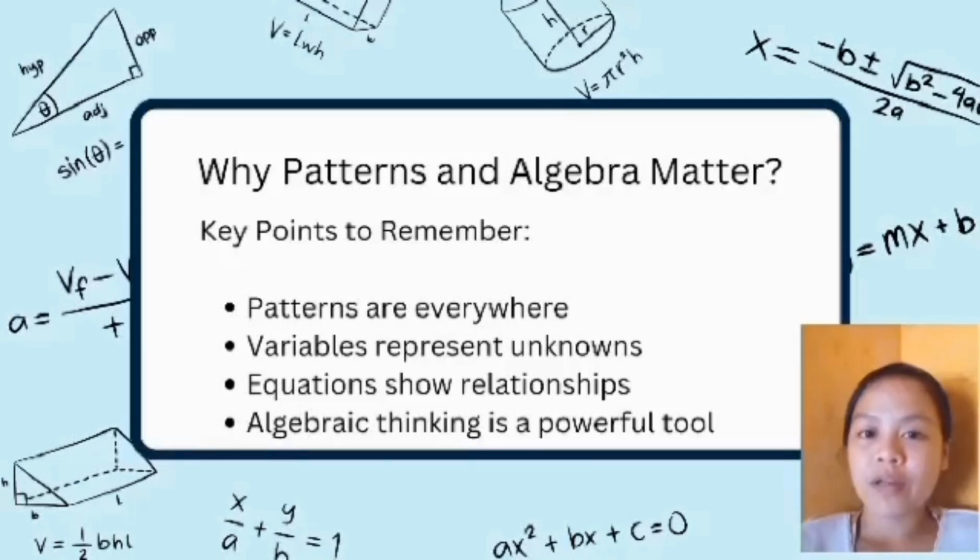Patterns are everywhere. Look for patterns in numbers, shapes, nature, and even music. Second one is variables represent unknowns. Variables like x or y allow us to represent unknown values in equations. And next is equations show relationships. Equations express relationships between the variables and can be used to solve for unknowns. And then algebraic thinking is a powerful tool. It helps us understand the world around us.